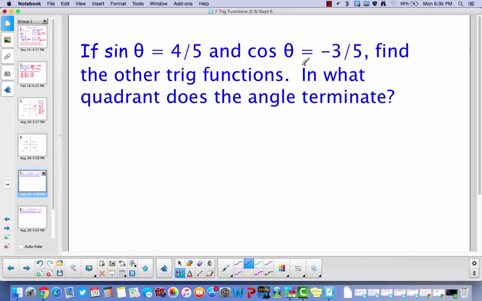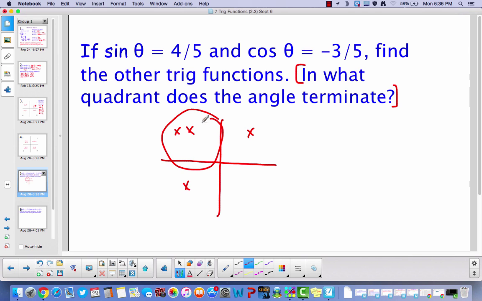We're actually going to start with this piece right here. So we want to draw our quadrant. We want to think about where does that angle end? Well, where is sine positive and cosine negative? Sine is positive in the first and the second quadrant, so sine is positive here and here. Cosine is negative here and here. So it means it has to be in our second quadrant.